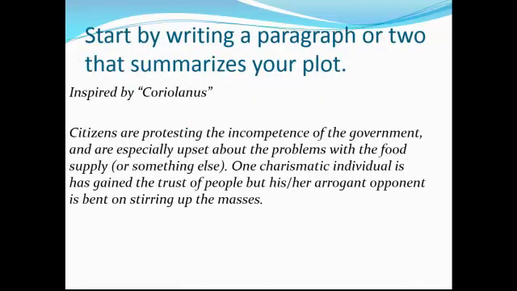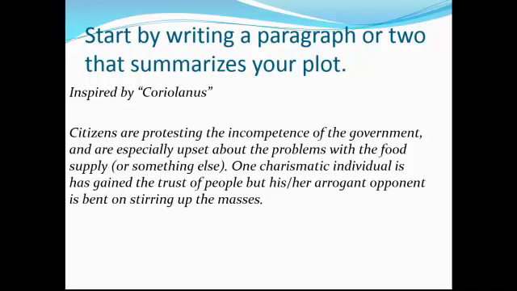In any case, when you are working on this, you can start by writing a couple of paragraphs that summarize your plot. And so here's my summary inspired by Coriolanus. Citizens are protesting the incompetence of the government and are especially upset about the problems with the food supply. Now, I'm thinking that maybe this food supply problem is caused by a chronic long-term drought that's come about because of global warming. And even though there is still food, it's not as abundant as it once was. It's very expensive, and many people cannot afford to buy sufficient food.